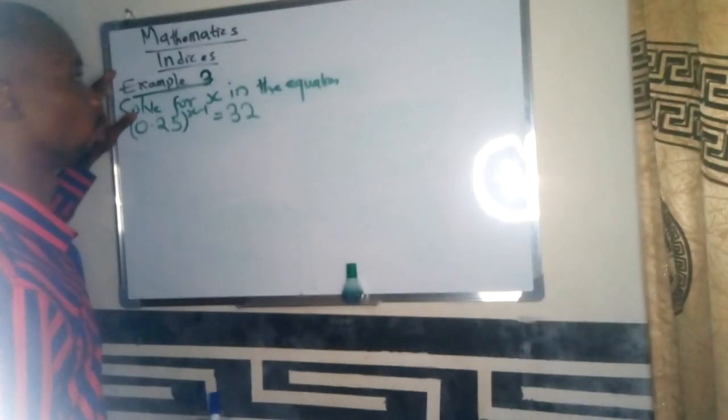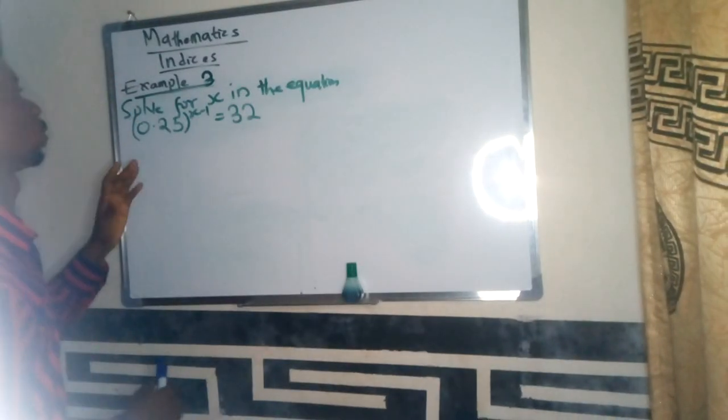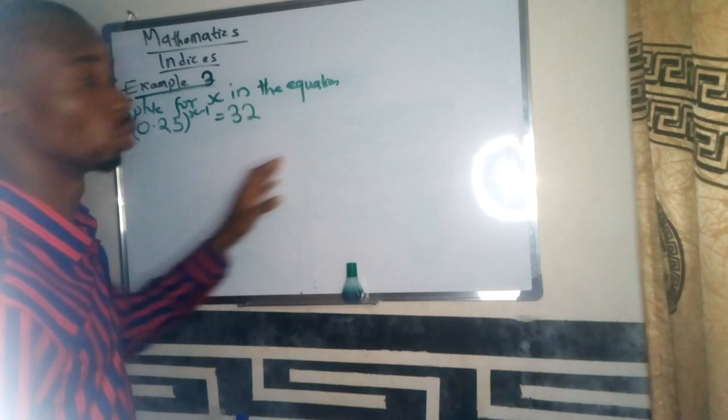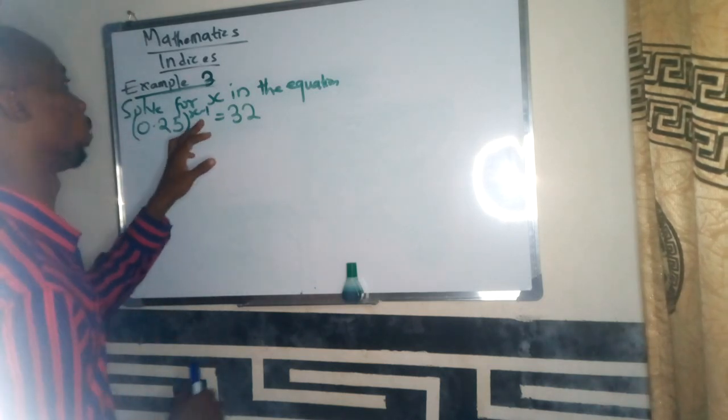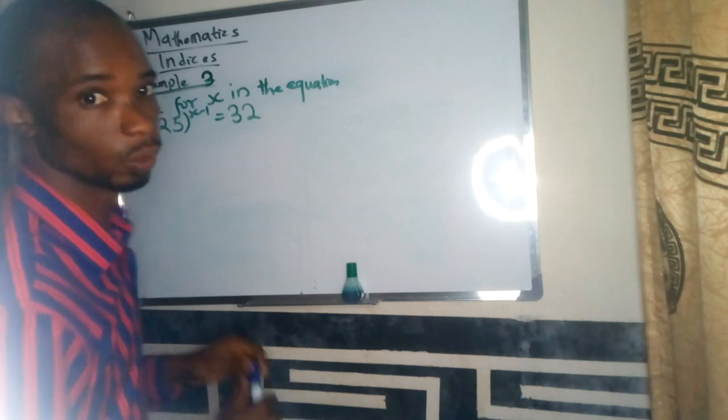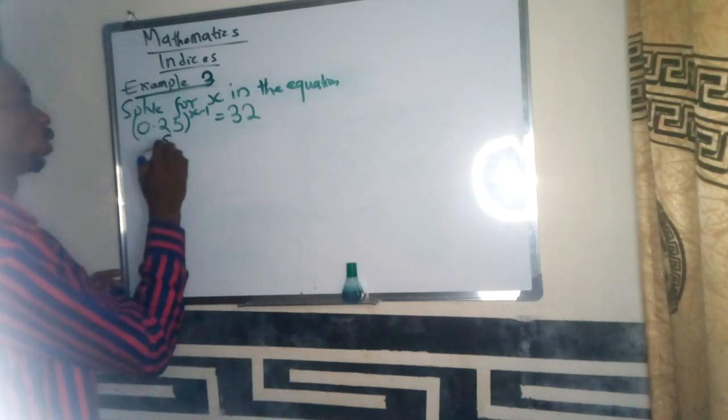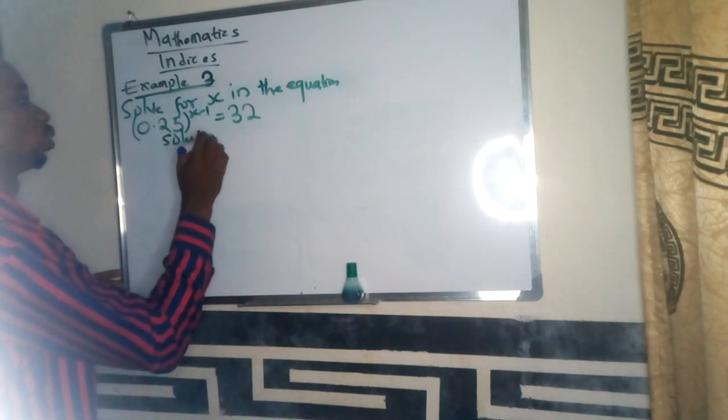Question number 3, example 3, still on indices. It says solve for x in the equation 0.25 raised to the power of x minus 1 is equal to 32. So the first thing you're going to do here is change the number.